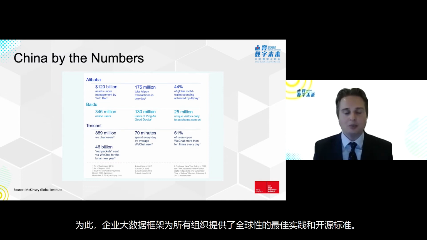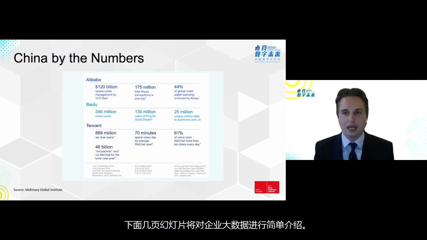The Enterprise Big Data Framework provides a global best practice and open source standards that every organization can use in order to deal with that. And in the next few slides, I will give you a bit of an introduction and overview of what the Enterprise Big Data looks like.